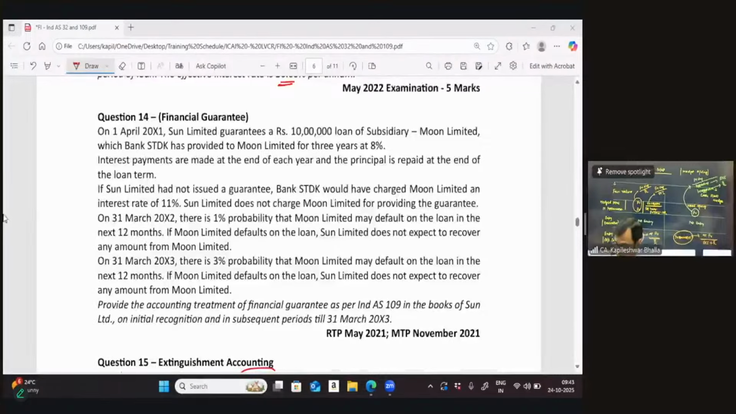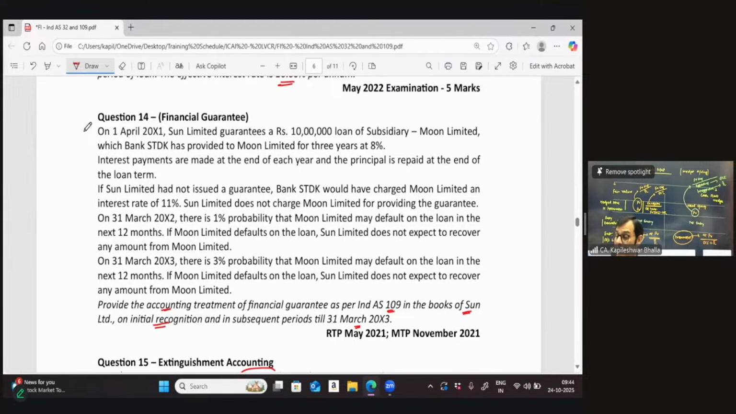So I think this is one case which we should definitely do. So let's have a look at this particular case. Let me just read the facts to you. This is on a financial guarantee. It says provide the accounting treatment of a financial guarantee as per 109 in the books of Sun on initial recognition and the subsequent period, that is till 31st March X3. So we're asked the accounting at the initial as well as at the subsequent accounting, that is till March X3.